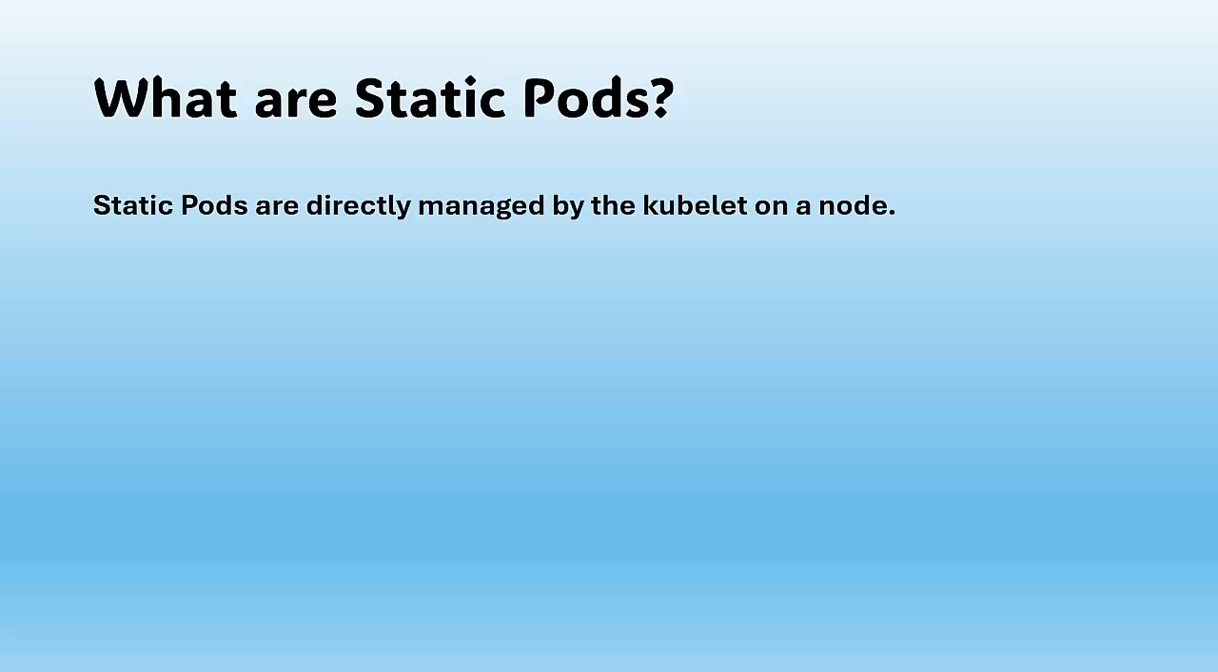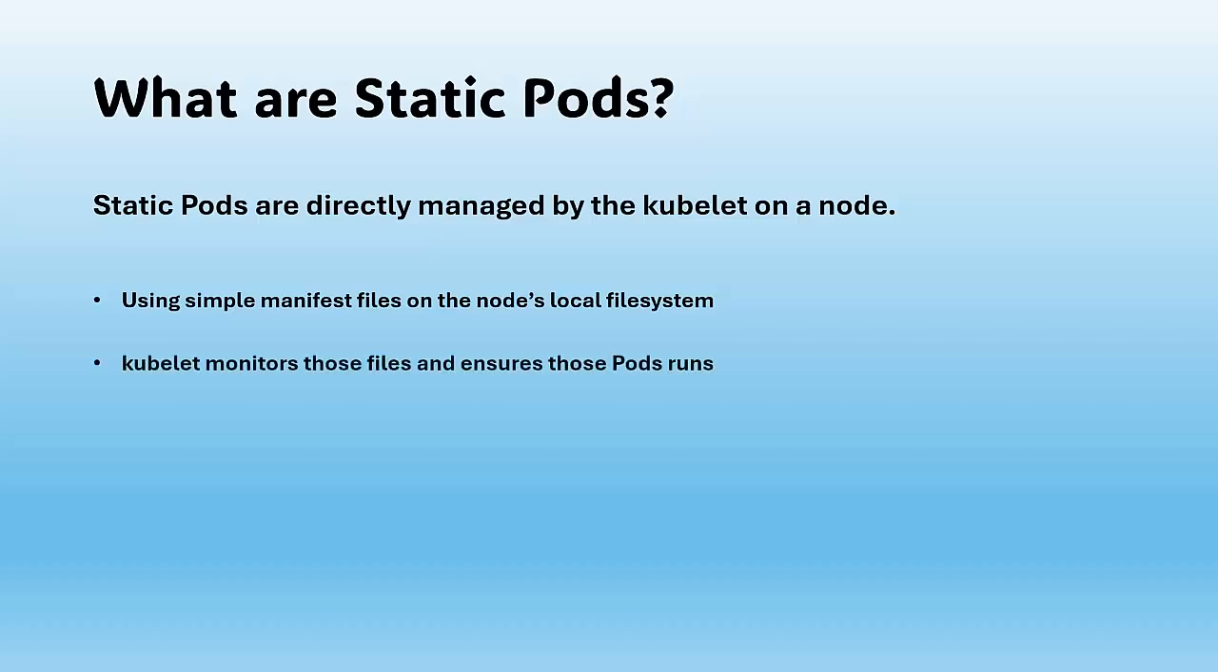So what exactly are static pods? Unlike regular pods managed by the Kubernetes API server, static pods are directly managed by the kubelet on a node. They are defined using simple manifest files on the node file system. The kubelet watches those files and ensures those pods run on that node. There is no need for a deployment, replica set, or scheduler involved for static pods.